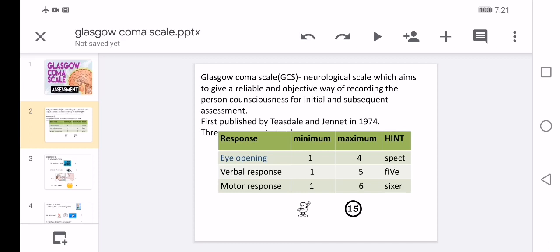And verbal response minimum 1, maximum 5. In the hint, I have given you FIVE. V is the Roman numeral five, so you can remember it has a maximum score of 5. In motor response, minimum is 1 and maximum is 6. After 5, you go for a sixer. So overall, the minimum score is 3 and the maximum score is 15.